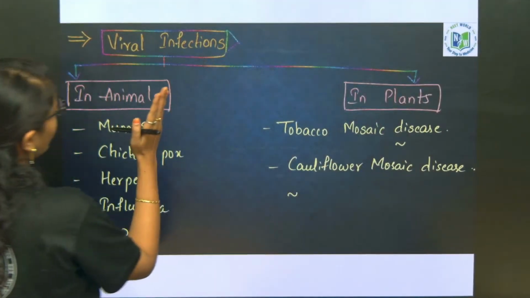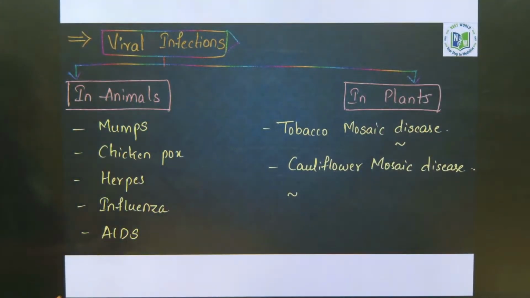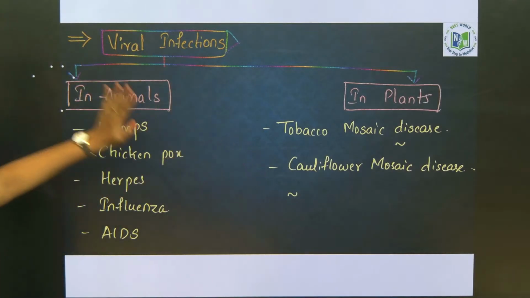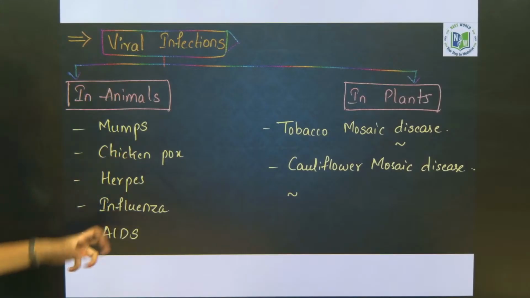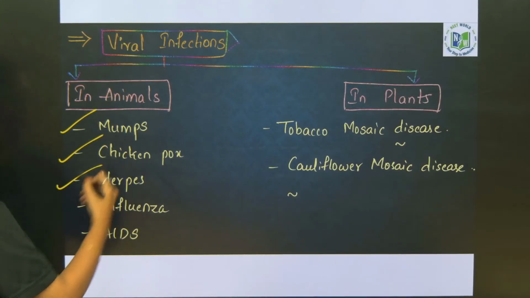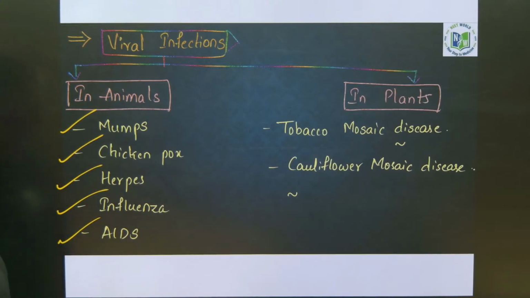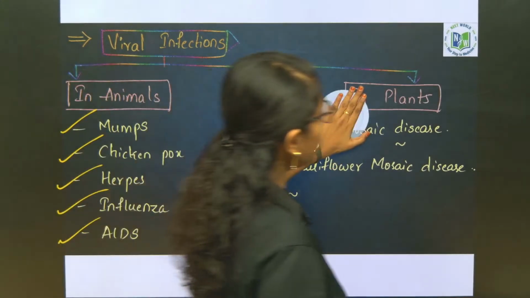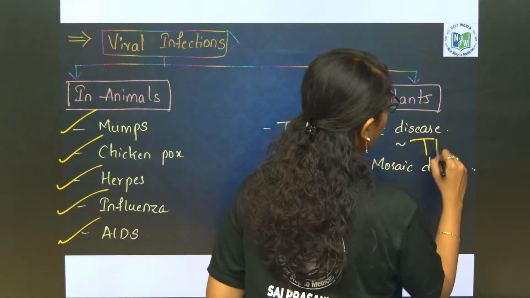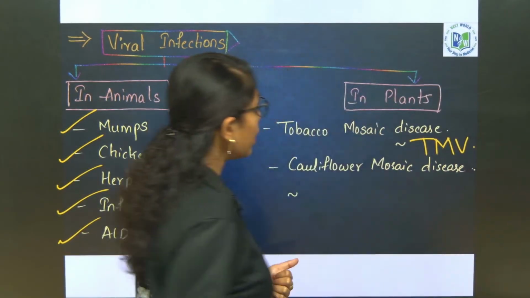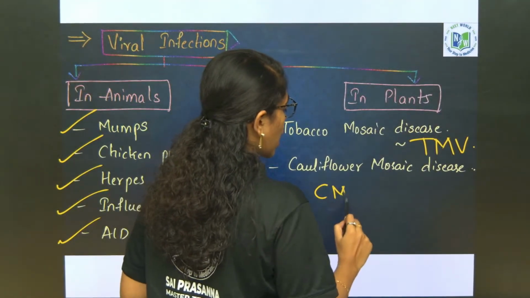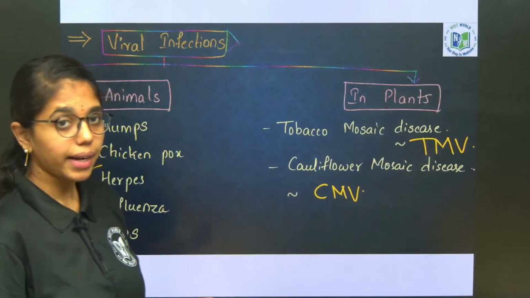Here you see viral infections. Viral infections can occur in animals and plants. In animals, a few viral infections include mumps, chickenpox, herpes, influenza and AIDS. In plants, tobacco mosaic disease is caused by tobacco mosaic viruses. Cauliflower mosaic disease is caused by cauliflower mosaic viruses. Clear, right? Next.